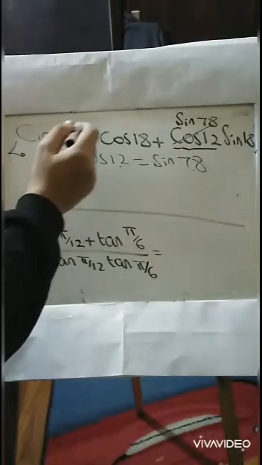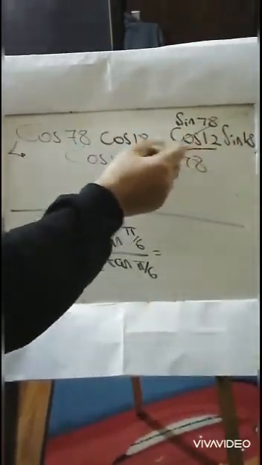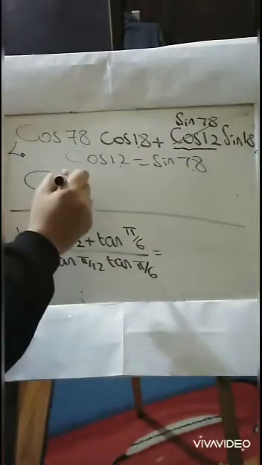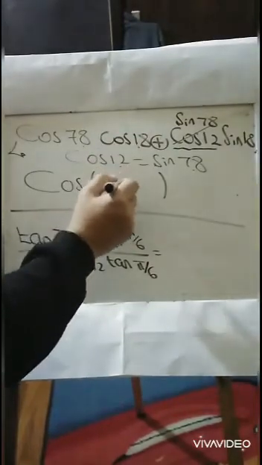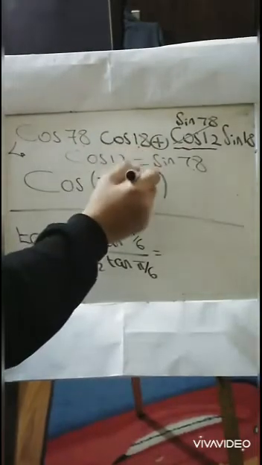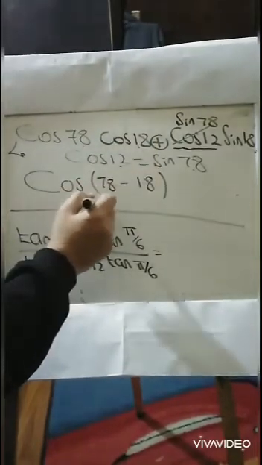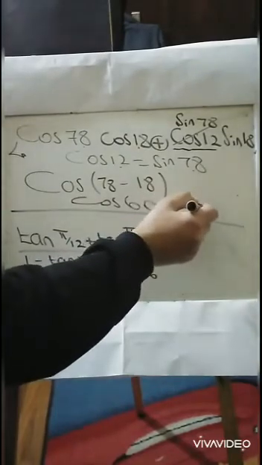Now it's cosine, cosine, sine, sine. And the angles are the same. So it's the cosine rule. I can write instead of it cosine, and the opposite of the sign here, which is plus, so I will write minus. The first angle is 78 and the second angle is what? 18. So it will be cosine 60. And we know that cosine 60 is half.